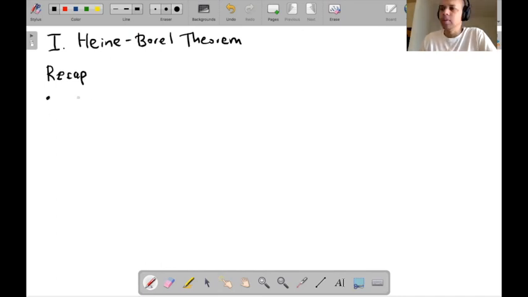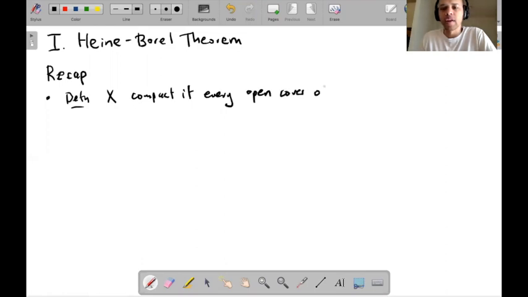So remember, we say X is compact if every open cover of X has a finite subcover.